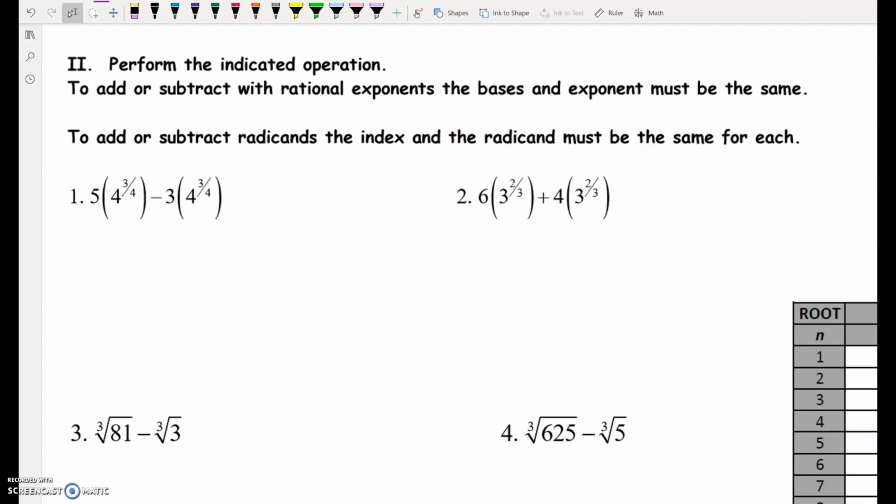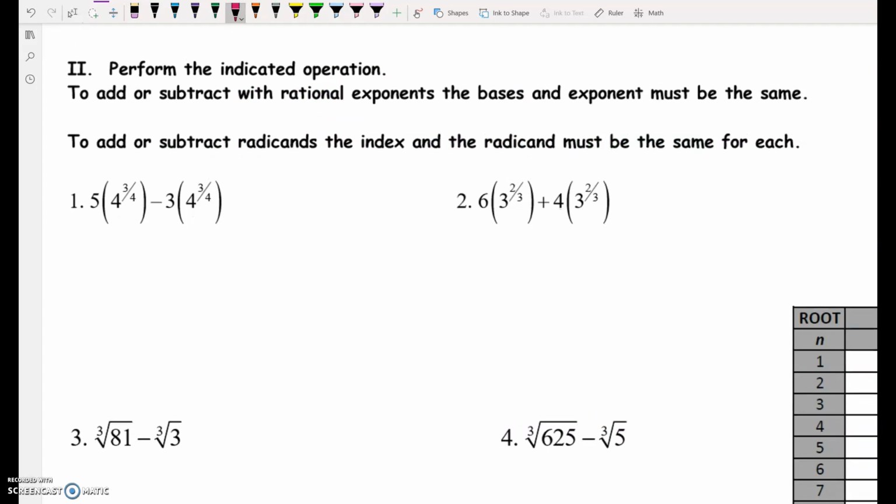Okay, we're going to switch gears a little bit, and honestly, we're going to talk about cookies. So, if I had something like 5x minus 3x, what is 5x minus 3x? 2x. X is like cookies. You've got 5 cookies, take away 3 cookies, you have 2 cookies left over. That is really this thing right here.